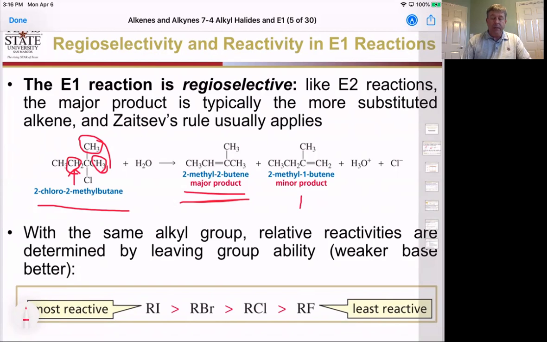So within the same alkyl group, the relative reactivities are based on the leaving group ability. So the weaker the base, the better. So iodine, HI is the strongest acid, therefore it's the weakest base. HF is the weakest acid, therefore the strongest base, means that iodine is going to leave first, followed by bromine, chlorine, and fluorine, okay? So because it's an E1 reaction, the leaving group leaves first, therefore its relative reactivity is driven by the leaving group leaving, okay?